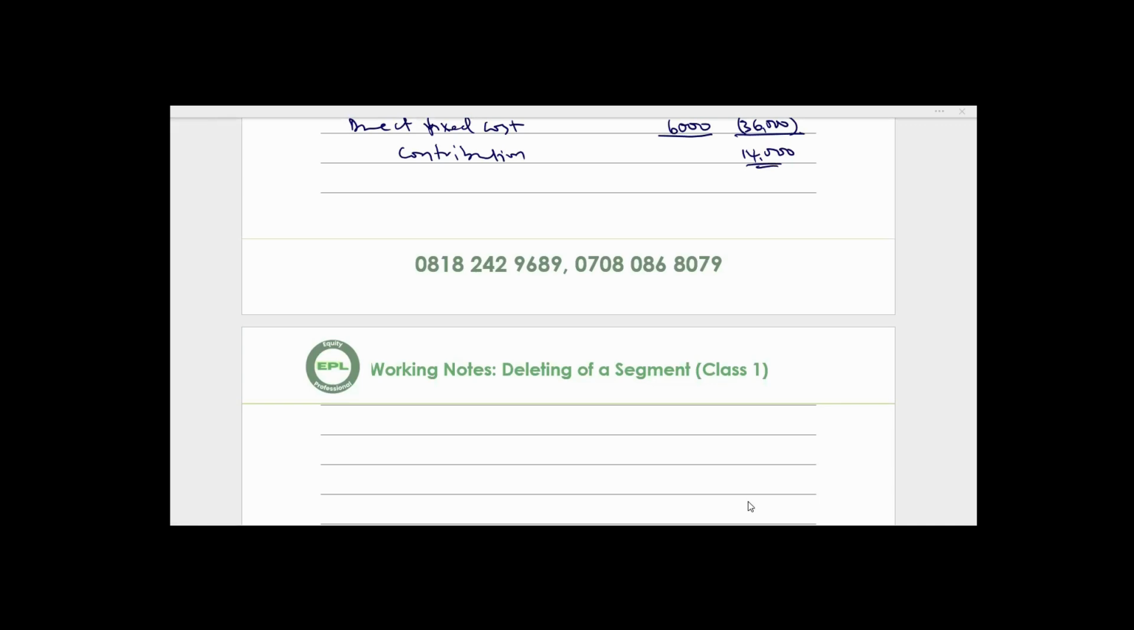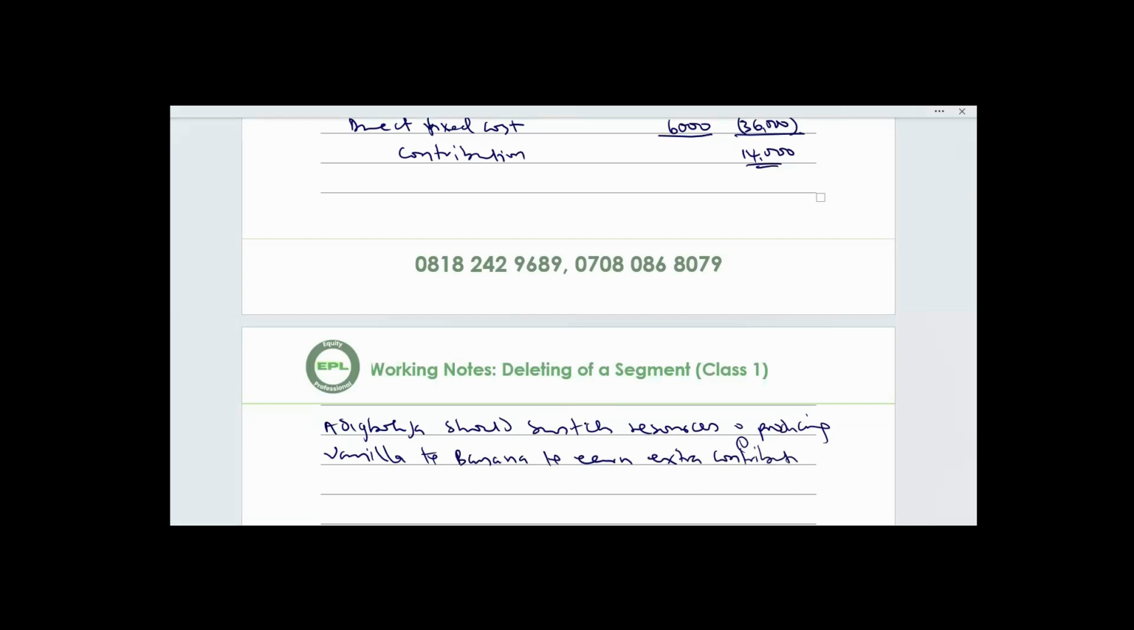Okay, so I will just say Adigboduja should switch resources of producing vanilla to producing banana, to earn extra contribution, or profits, of 4,000 naira.